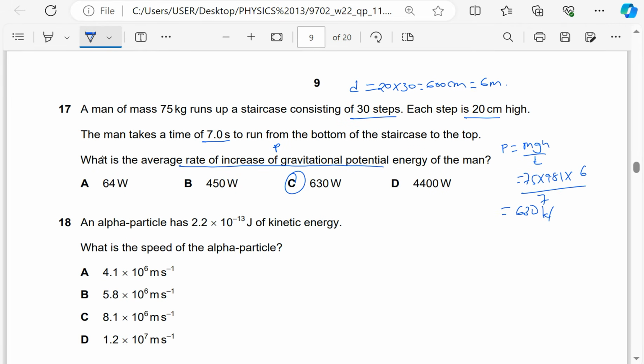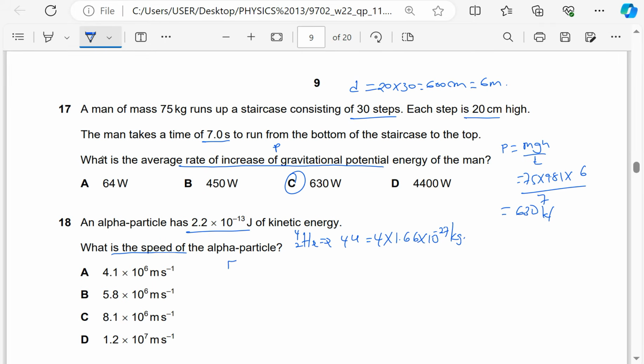An alpha particle has 2.2 times 10 to the power of minus 13 joules of kinetic energy. What is the speed of the alpha particle? Of course, we know that an alpha particle is a helium nucleus, He-4-2. So it means it has mass of 4u, which is the same as 4 times 1.66 times 10 to the power of minus 27 to change it to kilograms.